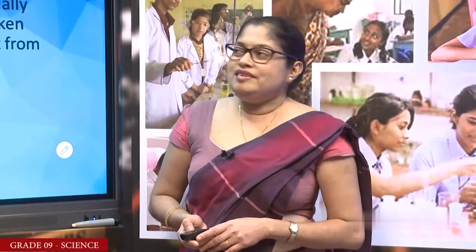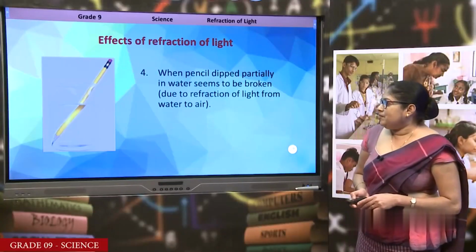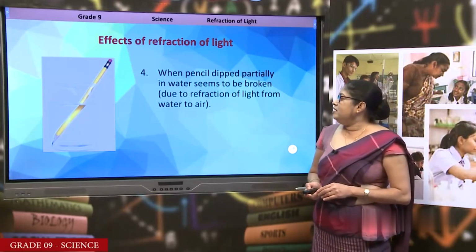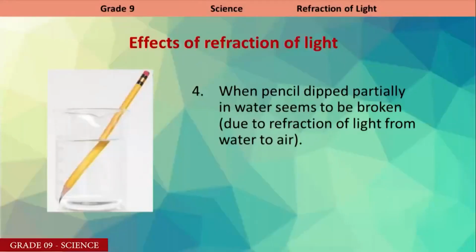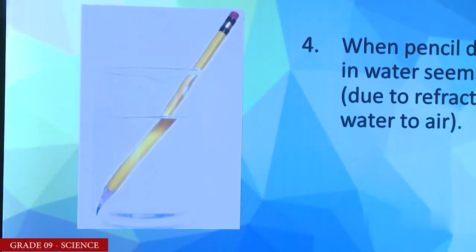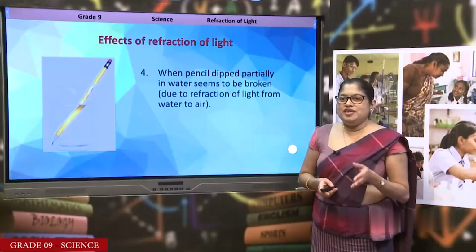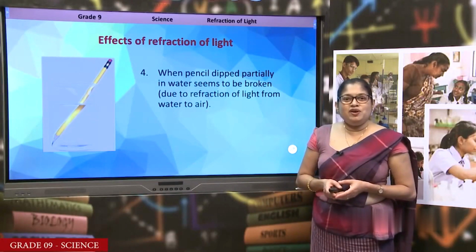The next incidence related to the refraction of light is this. When a pencil is dipped partially in water, as you can see here, it seems to be broken at this interface. This is due to refraction of light from water to air. You can do this at home and see whether you also can see this.